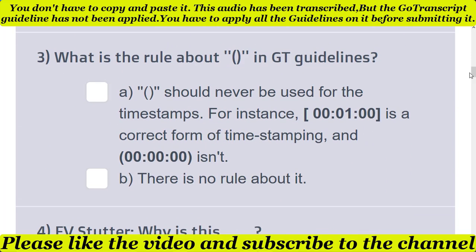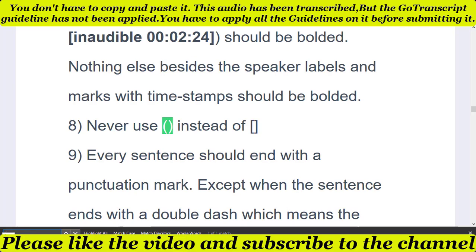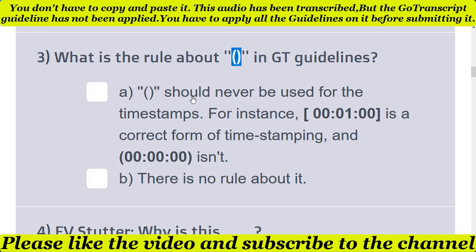The next question is, what is the rule about this small bracket in the GoTranscript guideline? If we check the transcription guideline, here it says never use this small bracket instead of these brackets. So this should never be used for timestamping. For instance, this bracket is the correct form of timestamping and this is not. So that's why this option is correct according to the transcription guideline rules.